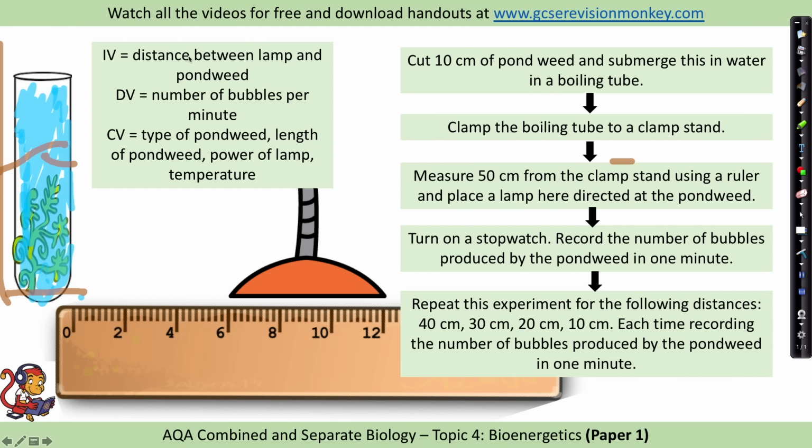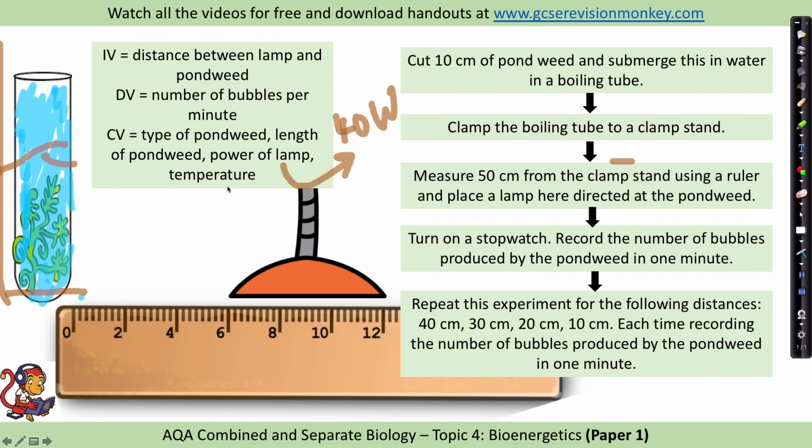Our independent variable is the distance between the lamp and the pondweed. The dependent variable is the number of bubbles per minute. And important control variables: things like type of pondweed, the length of pondweed, the power of the lamp you're using. For example, you might want to say you're going to keep it at a 40-watt bulb or something like that.